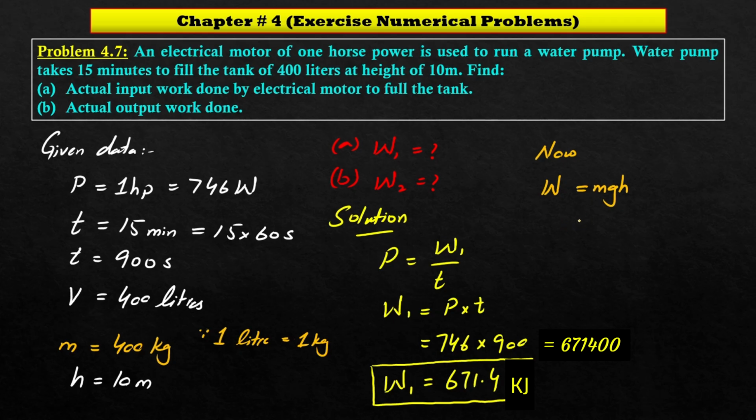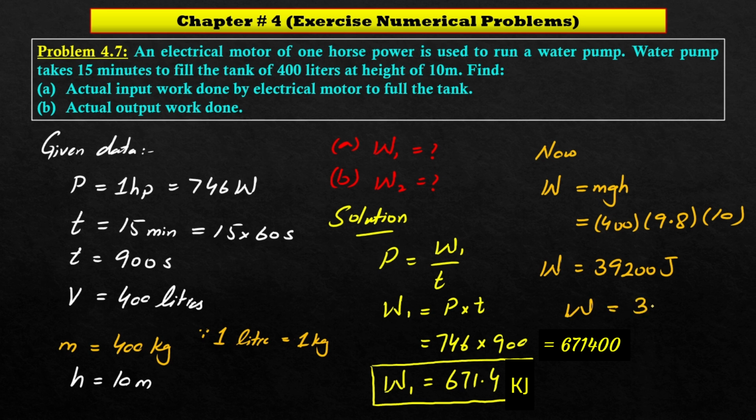We find the output work done, that is determined by W is equal to mgh, because the water is taken to some height. By putting the values, m is equal to 400, g is 9.8, and h is, as given in the data, 10 meter. So W is equal to 39200 joule, or W is equal to 39.2 kilojoule. This is the output work done, that is represented by W2. So we use W2 in this formula.